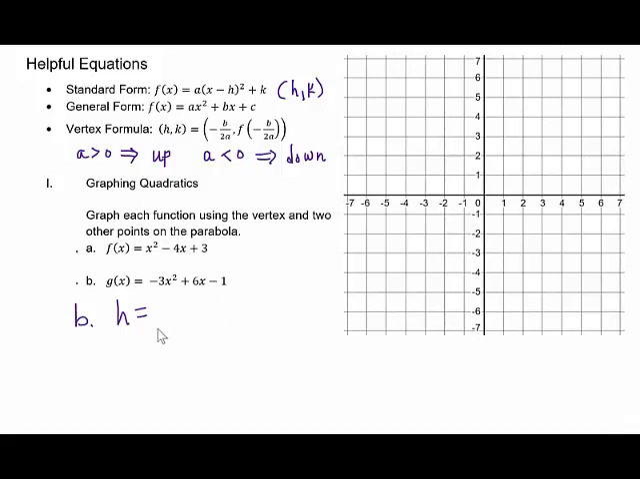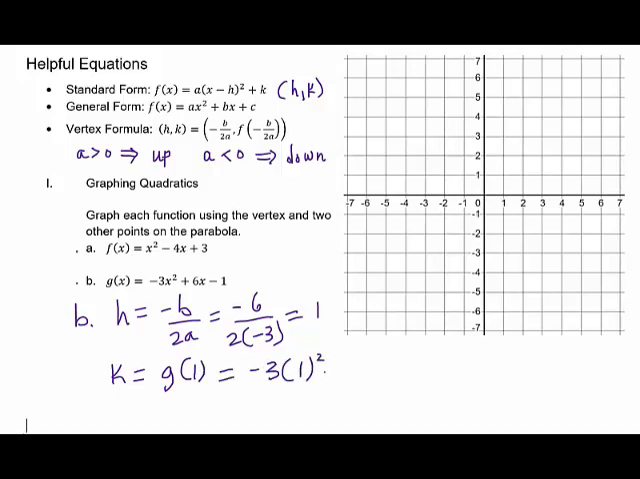Okay, for part B, we also need the vertex, so h is again negative b divided by 2a, and that's negative 6 divided by 2 times negative 3, or negative 6 over negative 6, which is just 1. And k is equal to the function evaluated at x equals 1, or g of 1. That's negative 3 times 1 squared plus 6 times 1 minus 1, or negative 3 plus 6 minus 1, which is just 2. And therefore the vertex is at 1, 2.